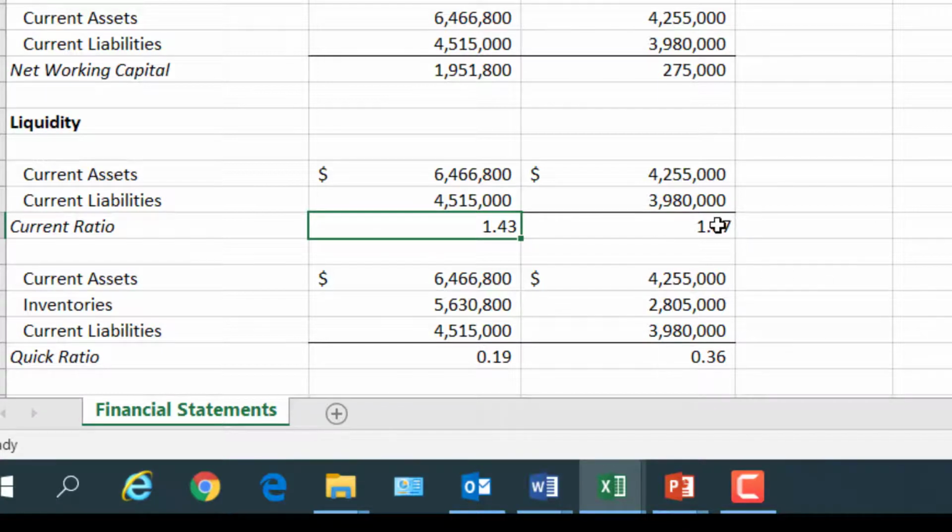Then that changed and it became 1.07. So it's bigger than 1. So that's going to be good news. But now we only have $1.07 worth of assets for every dollar of liabilities. Let me correct myself. We only have $1.07 of current assets for every current liability. So our cash flow situation, our liquidity, has gotten a lot tighter over time.